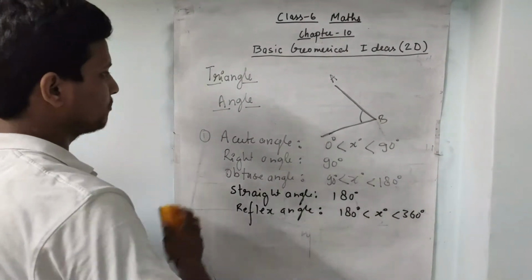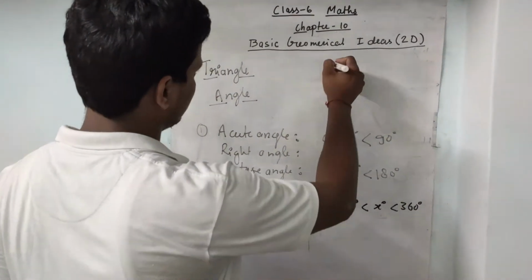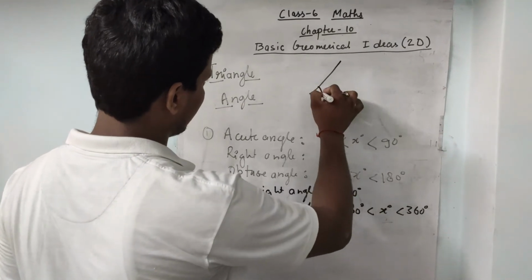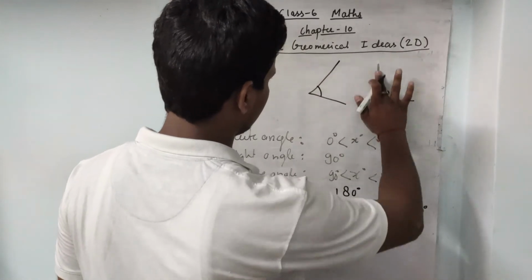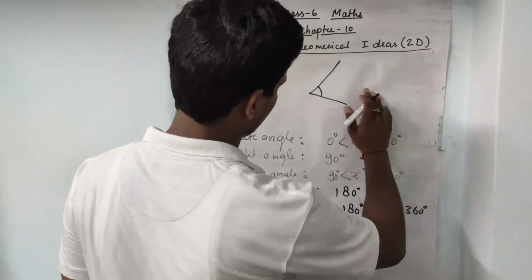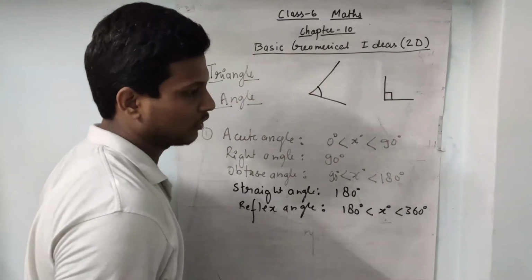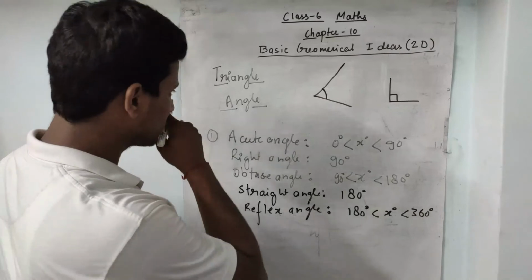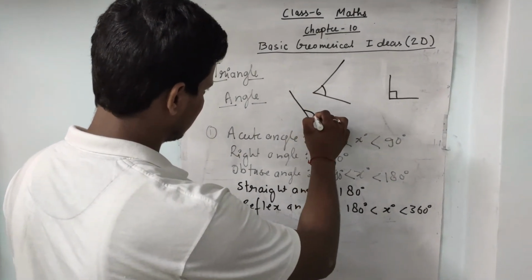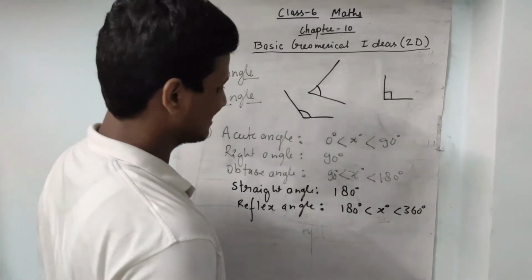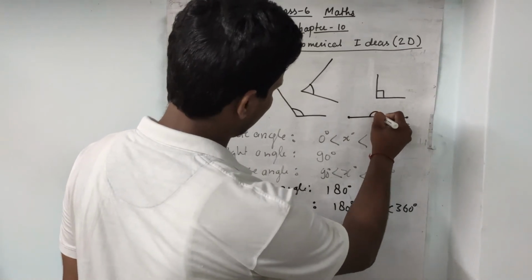Now I am showing the pictures of these angles. Okay, so the first angle is the acute angle. It is just like that. Next is exactly 90 degrees, like that, and 90 degrees is represented by a square box. Okay, the next is the obtuse angle, greater than 90 degrees, like that. The next is the straight angle, like that.